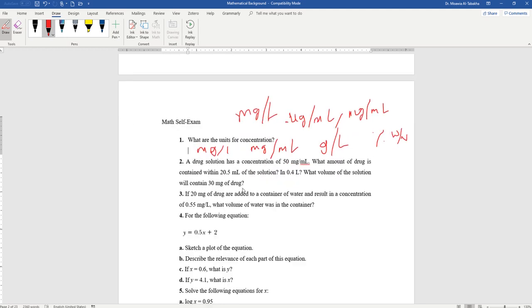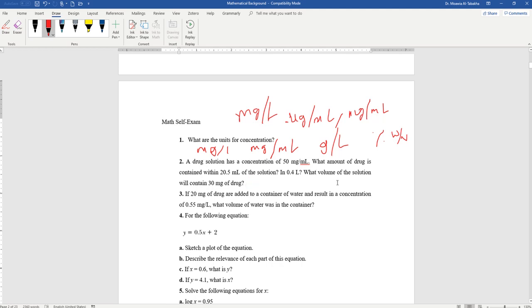Now, another question you see here, and that is regarding a given concentration. This given concentration is 50 milligram in 1 ml. This is your solution. Now, the question is, what is the amount of drug which is contained within a 20.5 ml solution? Okay, then what is in 0.4 liters? What volume of the solution will contain 30 milligram?